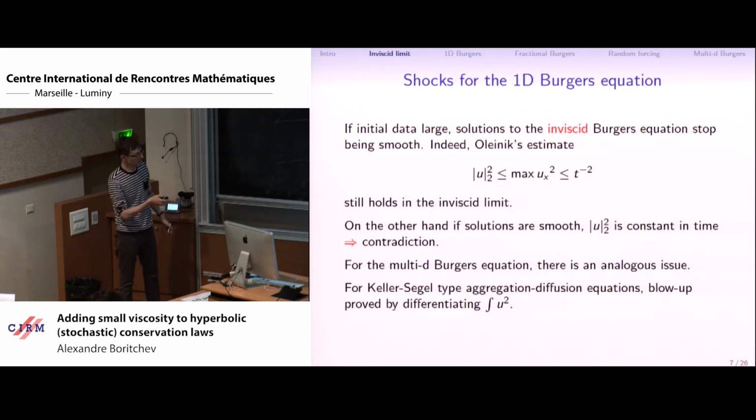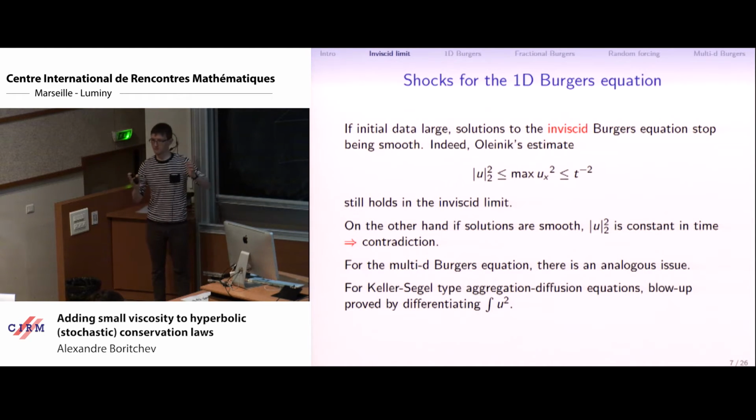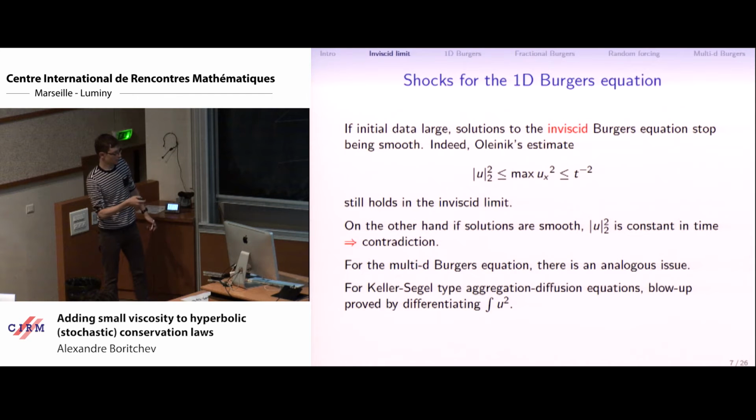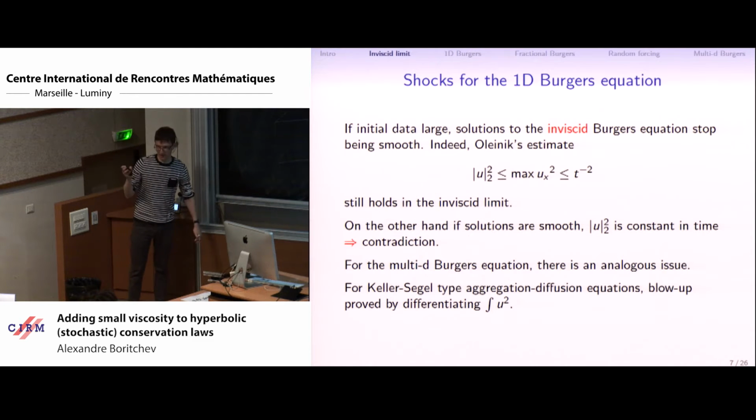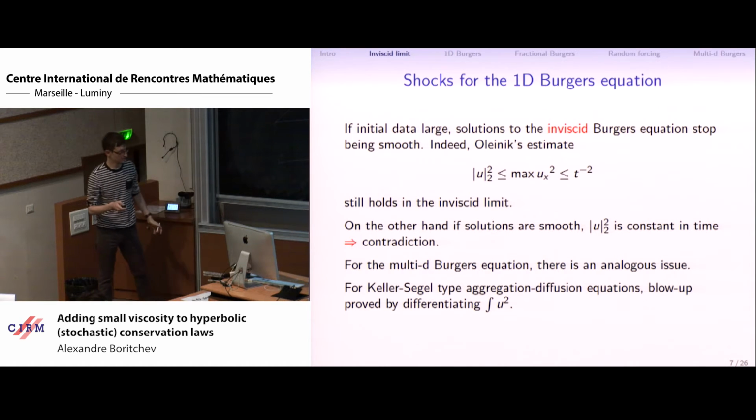So it's a very elementary way to show existence of shocks. There are many other ways. Of course, the canonical way is through characteristics, but actually this method is more flexible. I will show it later in a more general setting with a fractional Laplacian. So it's an energy method plus Oleinik. For the multidimensional Burgers equation, there is an analogous issue, but it's a bit more delicate because the nonlinearity does not vanish. So you need to add some forcing, some random forcing, or you need to add some assumptions on the initial condition.